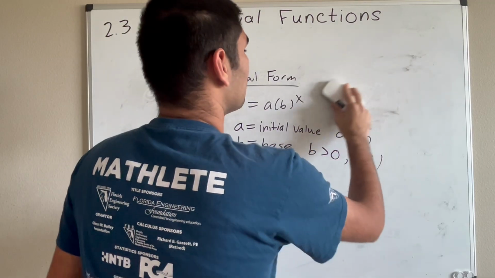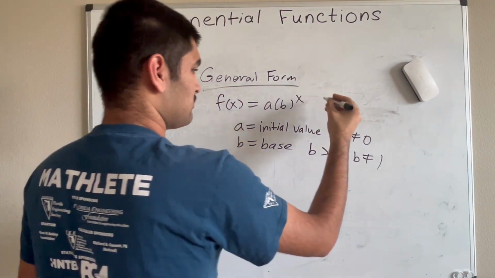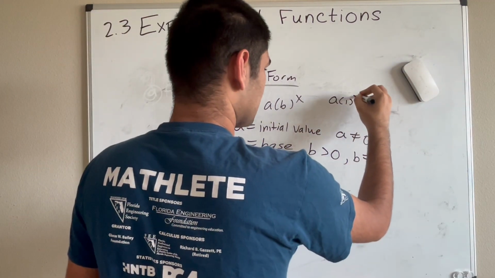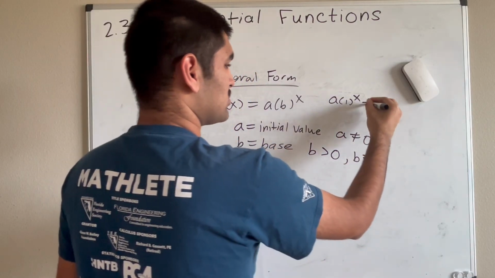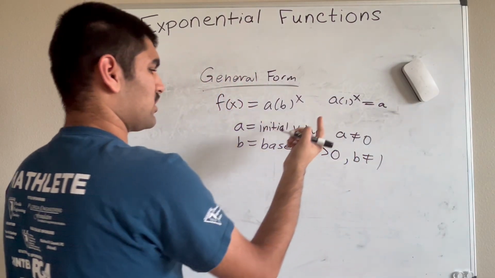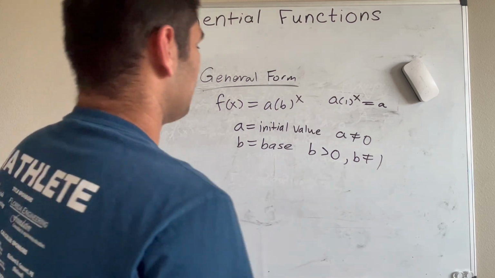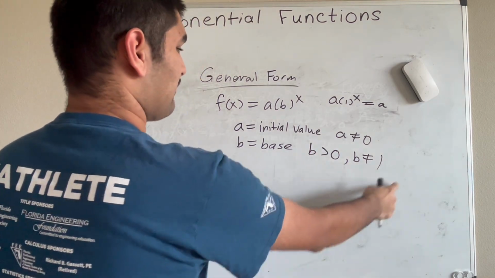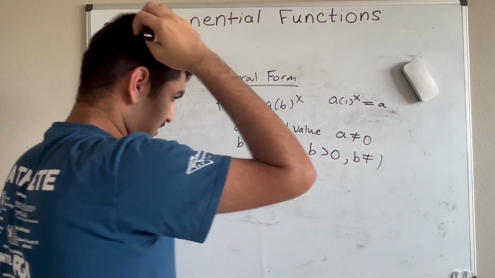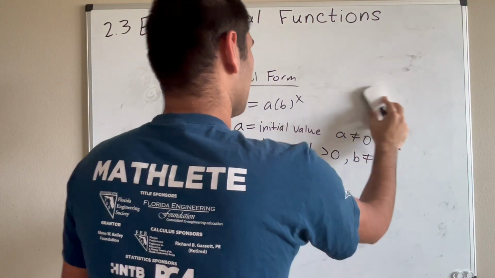And b can't equal 1 because if b is equal to 1, then this would become a times 1 to the x. But 1 to the x is just 1, so this just becomes a. And then you're just left with a constant function. That's why we have to have these restrictions, because otherwise it won't be an exponential function.